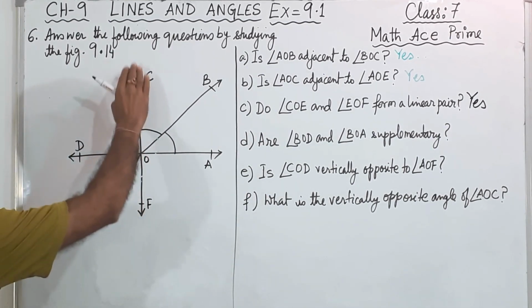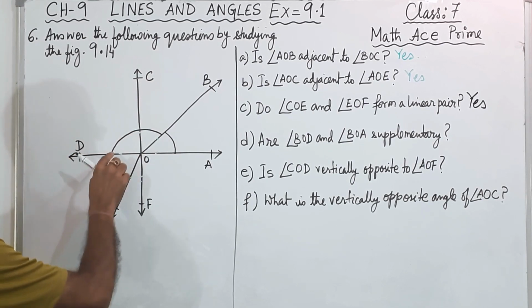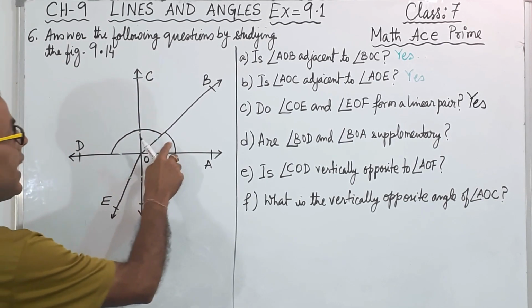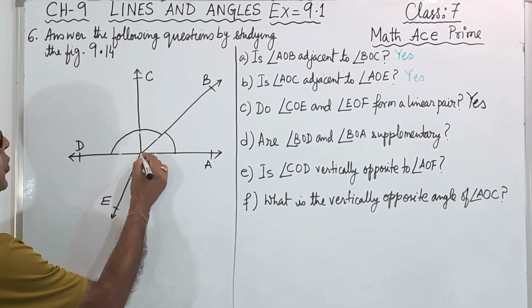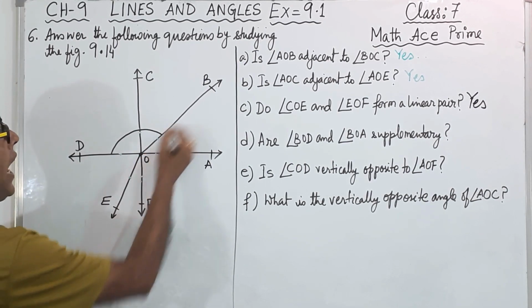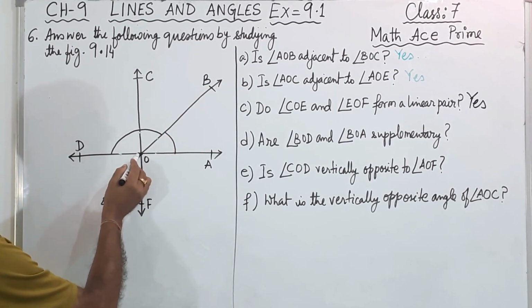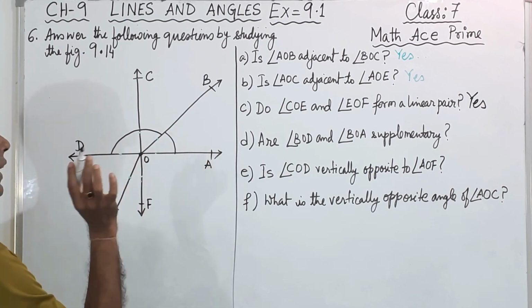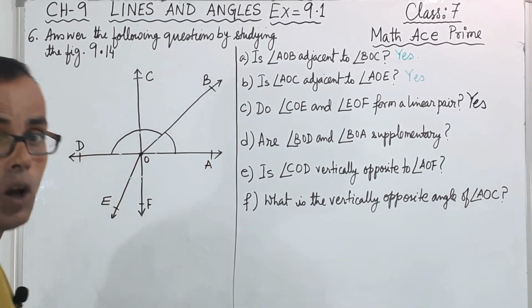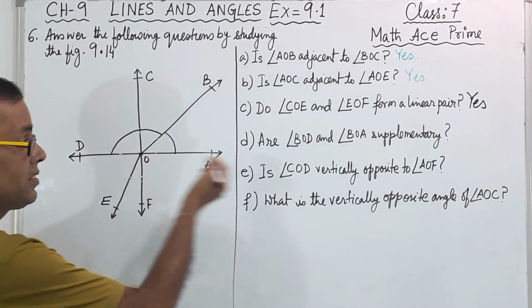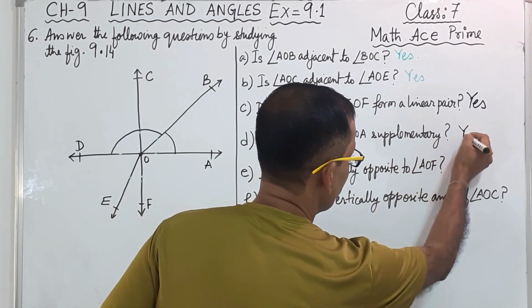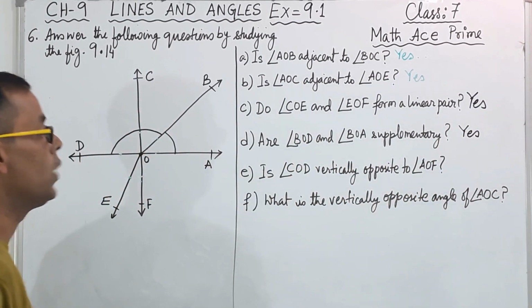See here, forget about OC. Only you see this angle, okay, and this angle. Then they have a common vertex, this one. Common arm is OB and the non-common arms are OD and OA. And OD and OA, they are opposite rays. So yes, we will say this also yes. Clear? Now next one.